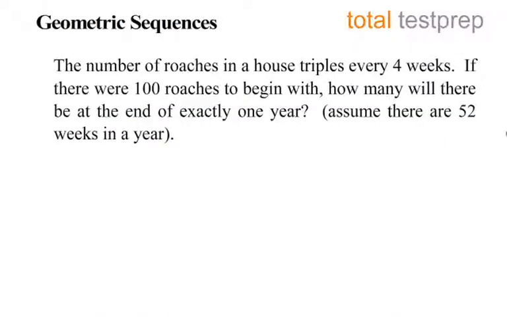Let's take a look at this last one. We're told that the number of roaches in a house triples every 4 weeks. If there were 100 roaches to begin with, how many will there be at the end of exactly 1 year? Assume there are 52 weeks in this year.